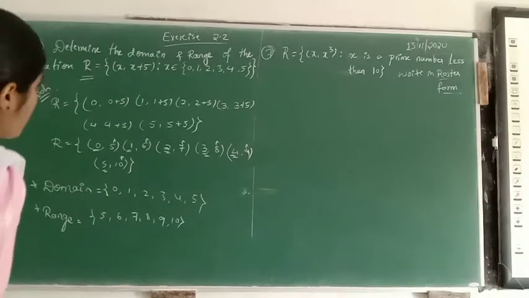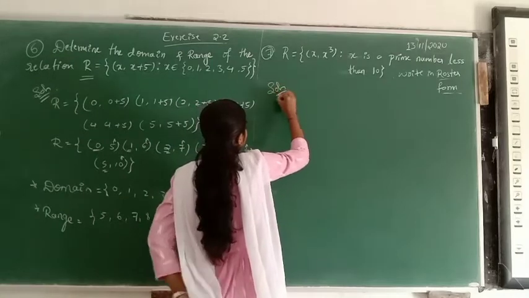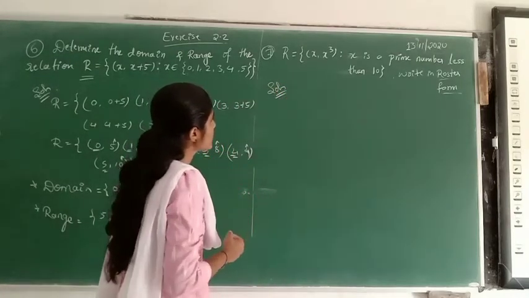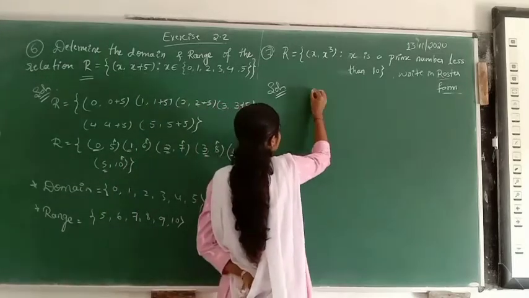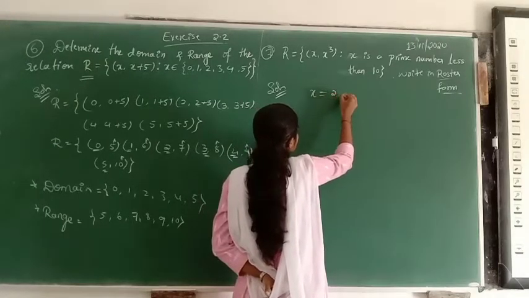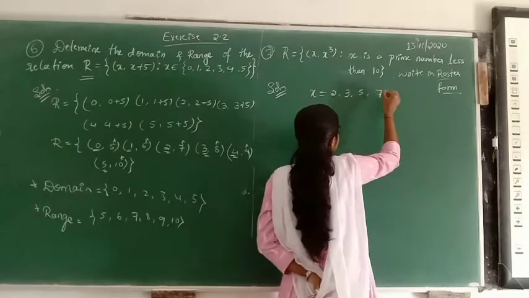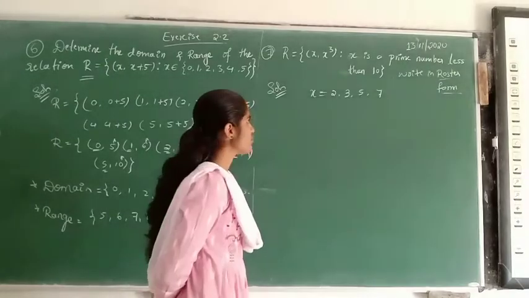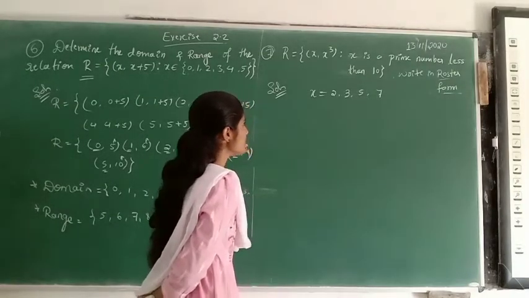We have the seventh problem. What have they given? R is equal to the ordered pairs (x, x cube) such that x is a prime number less than 10. See, x is a prime number less than 10. 2 is a prime number, 3 is a prime number, 5 is a prime number and 7 are the prime numbers which are less than 10. I think these are the only prime numbers less than 10.